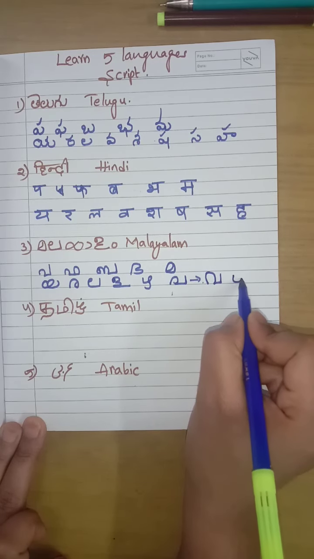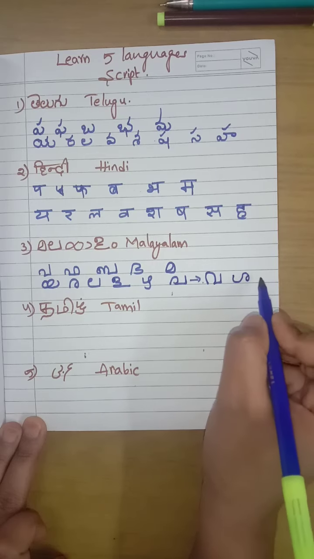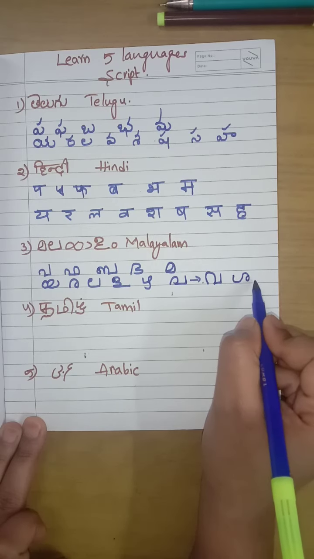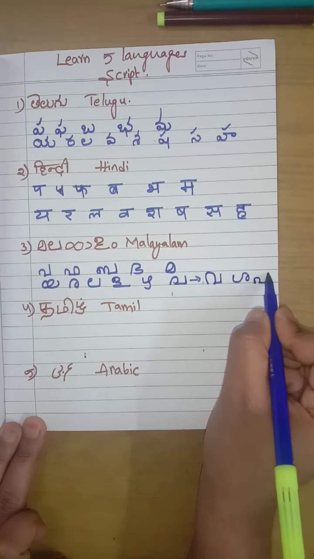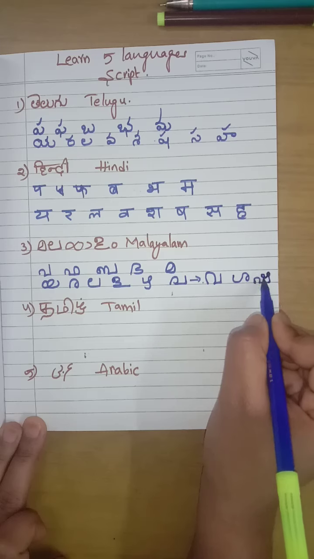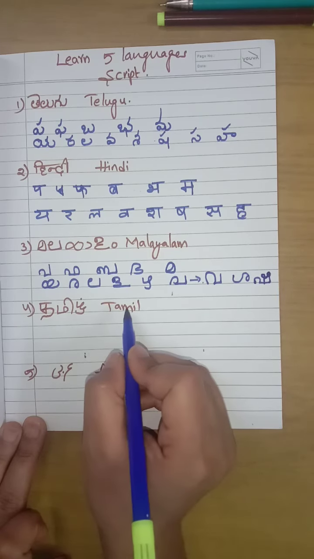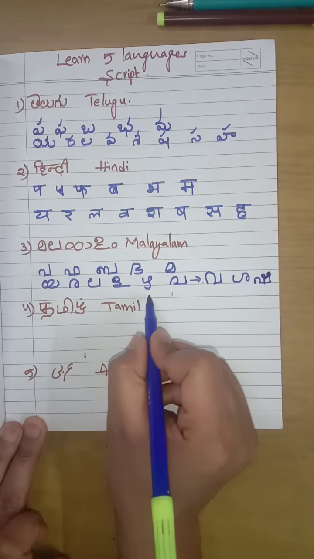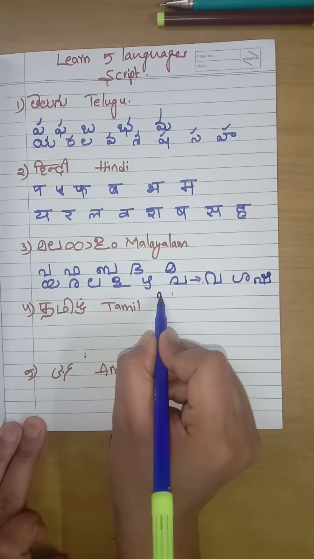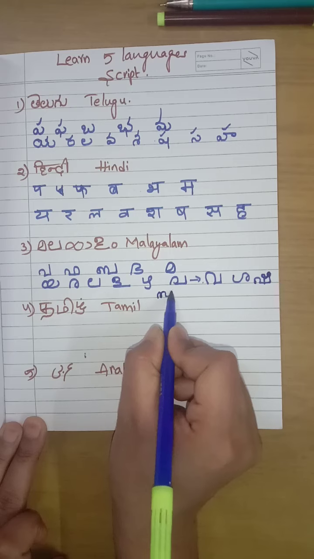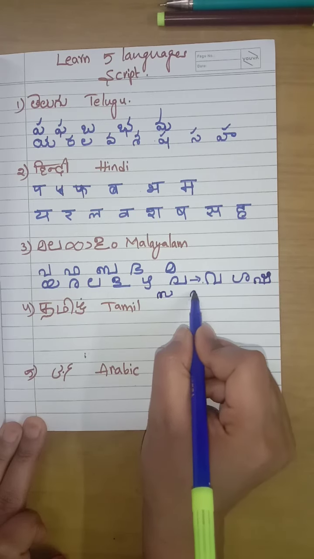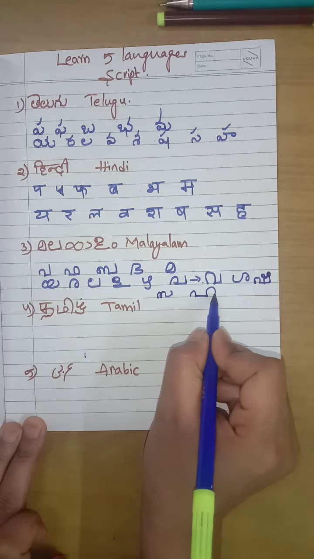Next is Sha, and next is Sha, and in the next line, first letter is Sa, and next is Ha.